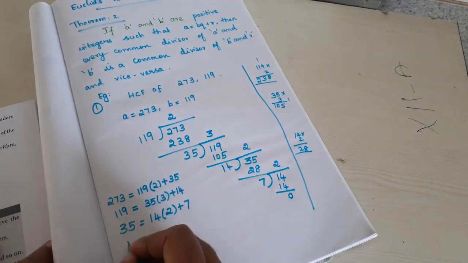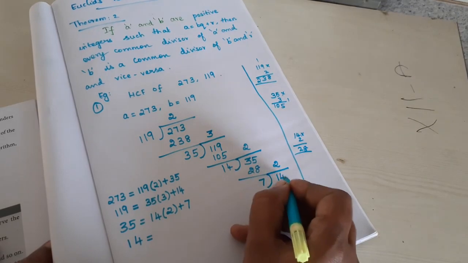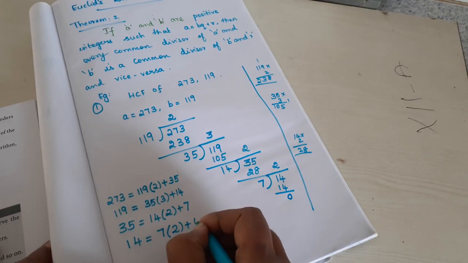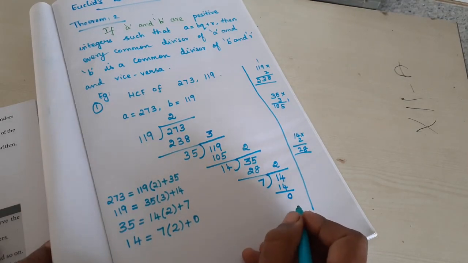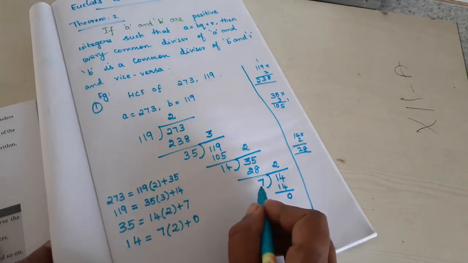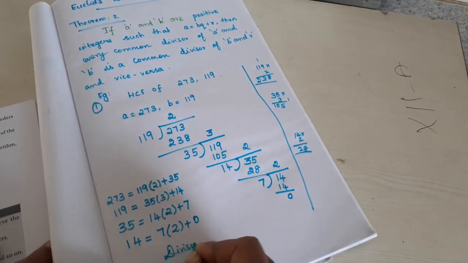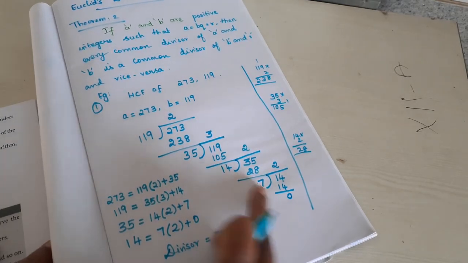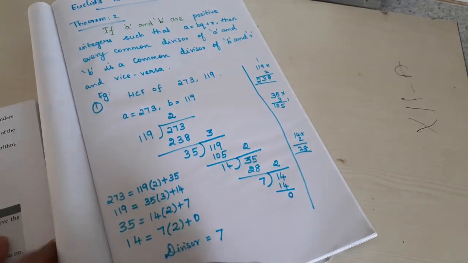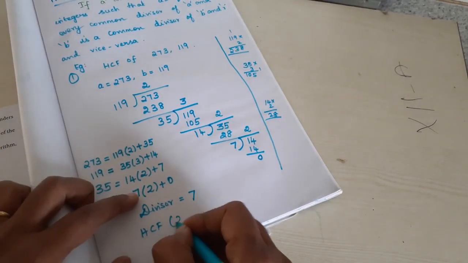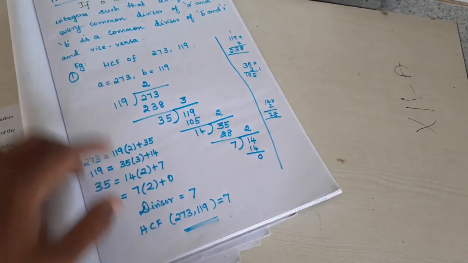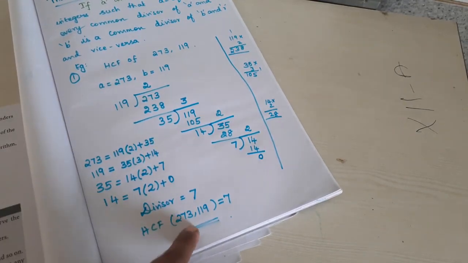So what is the last step? 14 is equal to 7 into 2 plus 0. Now we got the remainder 0. So at this stage the remainder is 0. Therefore at this stage, what is the divisor? The divisor is equal to 7. So the last divisor, whenever we are getting 0, that divisor is the HCF. The HCF of 273 and 119 is equal to 7. So using the division algorithm, we found the HCF of two large numbers.